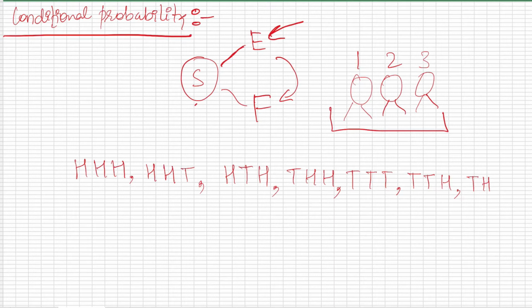Next, tail on first, head on second, and tail on third. And the next may be head on first, tail on second, tail on third. I think we have all the possible outcomes of this random experiment, and we call it the sample space.